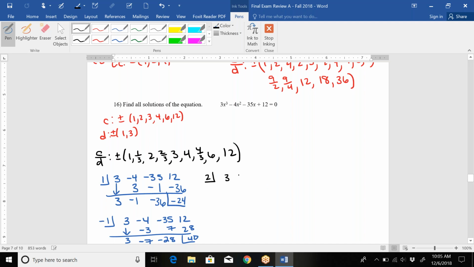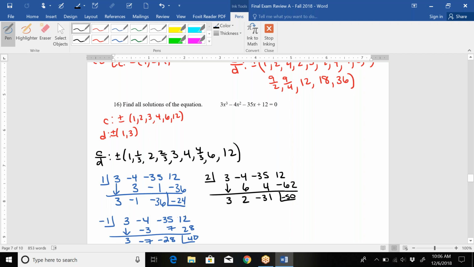So I'm going to bring my factors. And then I'm going to bring down the 3. So this is 6. Add that together, that's 2. That's 4. That's -31. That's going to be -62. That is -50. So that's even further away than what we started with.